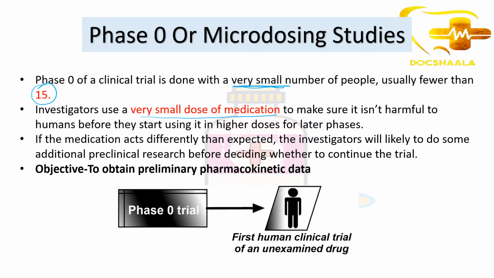If the medication acts differently than expected, the investigators will likely do some additional preclinical research. So if they see any differences from what they saw in the preclinical studies during phase 0, they'll go back to preclinical research and then come back to phase 0. The main objective of phase 0 is to obtain preliminary pharmacokinetic data, which gives you the mechanism of action of the drug, the dosage, everything.